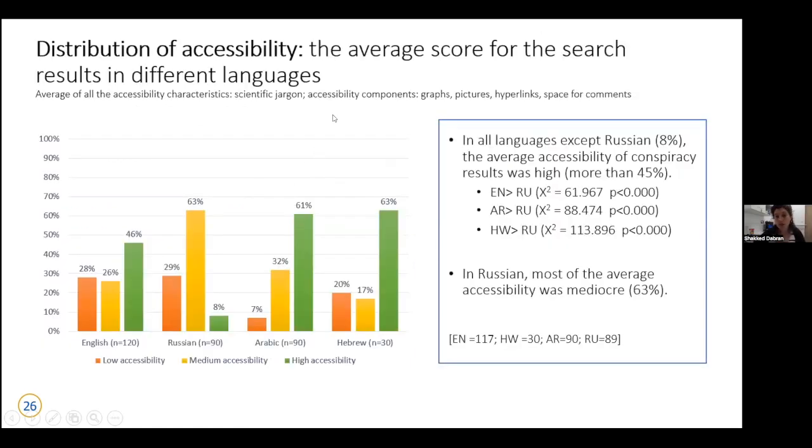Regarding the second cluster, which was accessibility, we looked at the average of scientific jargon and accessibility components, such as graphs, pictures, hyperlinks, and space for comments.